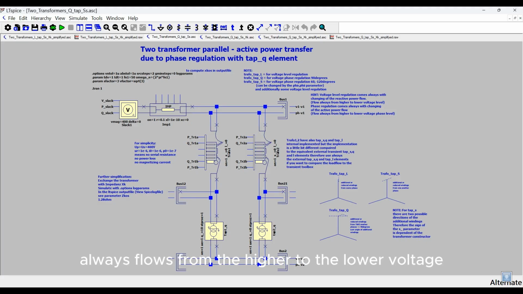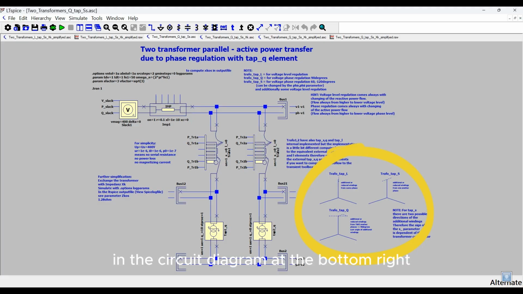Reactive power always flows from the higher to the lower voltage, while active power flows from the higher to the lower phase angle. As we will show later, the above only applies because the transformer impedance is primarily inductive. If the transformer impedance were only ohmic, the effects of longitudinal and quadrature or diagonal regulation would be reversed. The different controls are shown schematically in the circuit diagram at the bottom right.